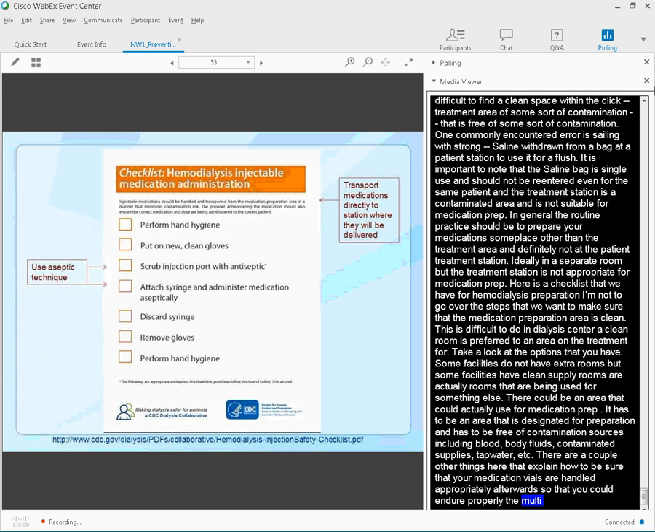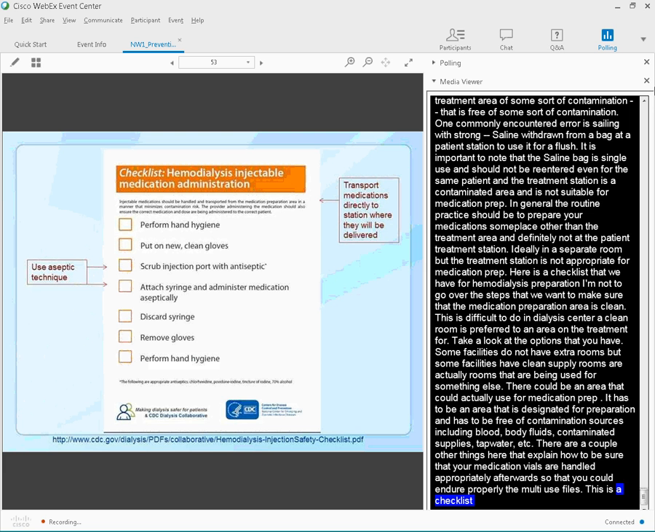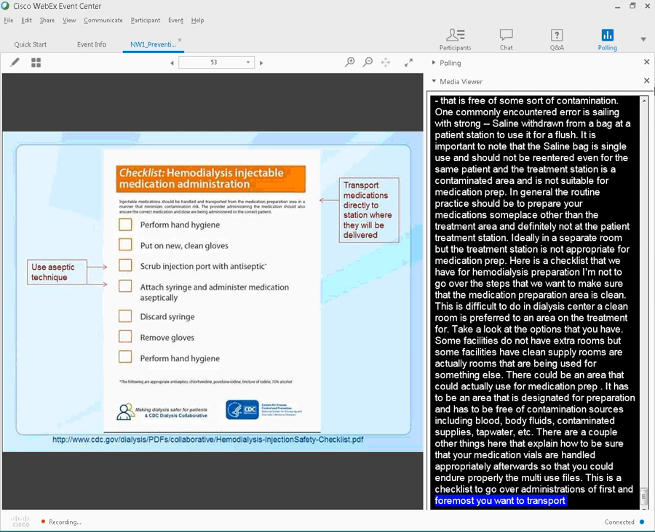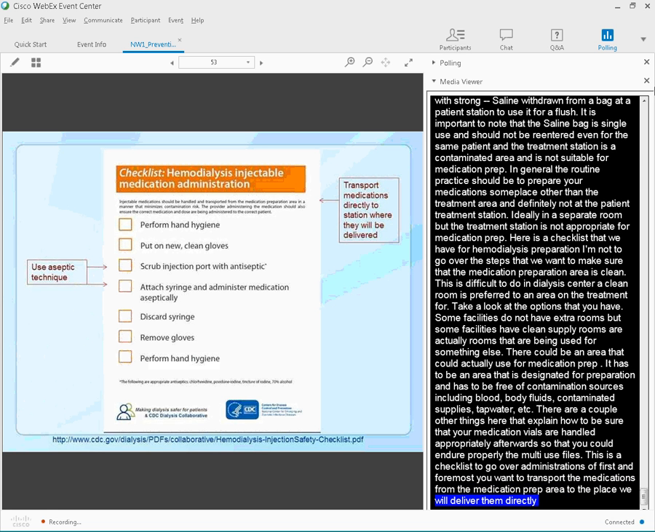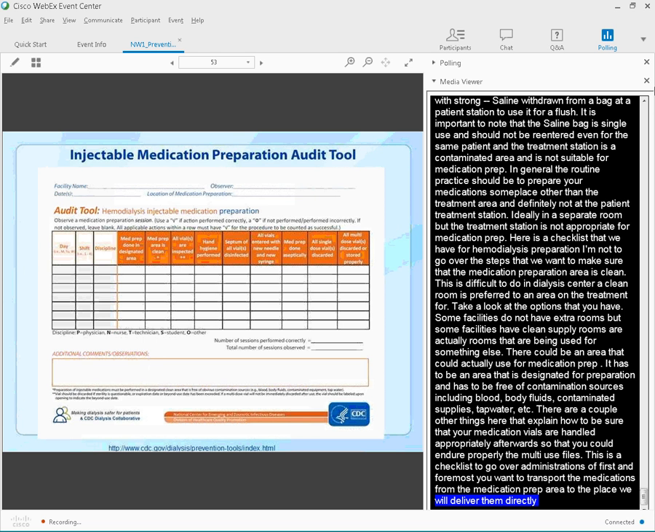So first and foremost, you want to transport the medications from the medication prep area to the place where you're going to deliver those medications directly. And you want to use aseptic technique for scrubbing that injection port with antiseptic prior to injecting, and also attaching the syringe and administering the medication aseptically.